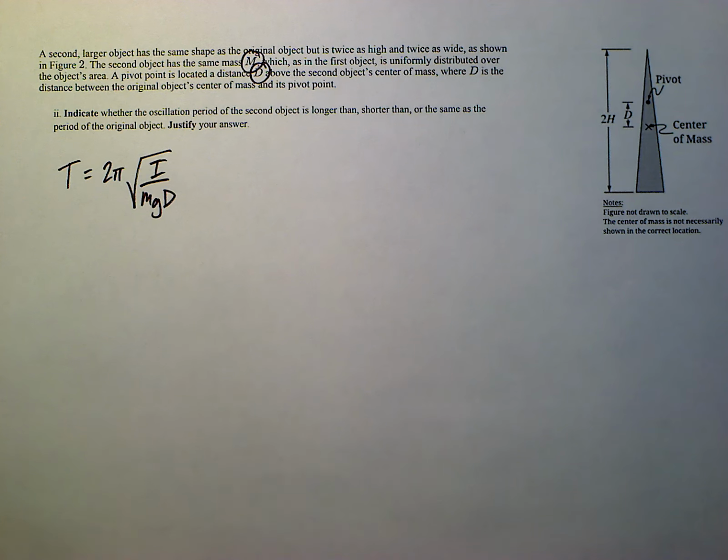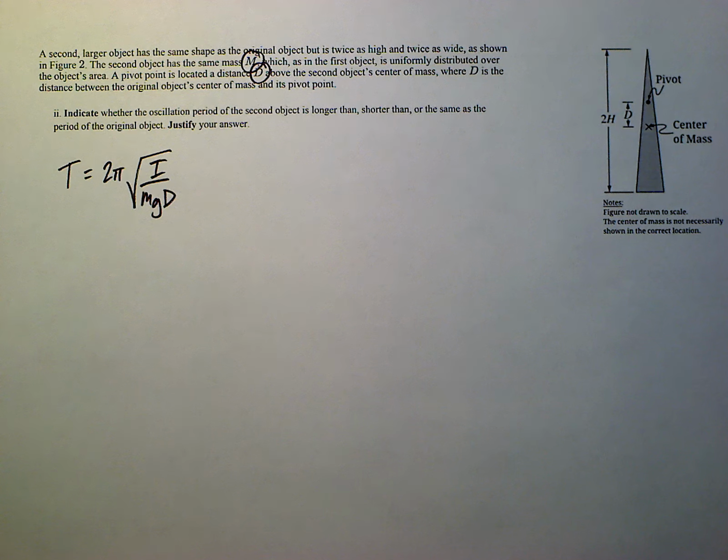Okay, it says the second object has the same mass as the first object, and it says that the pivot point is located a distance d above the center of mass, where d is the same distance as for the other one. So the m and the d aren't changing, and the g isn't changing. So the bottom of this fraction doesn't change. So it really just all depends on how I changes.